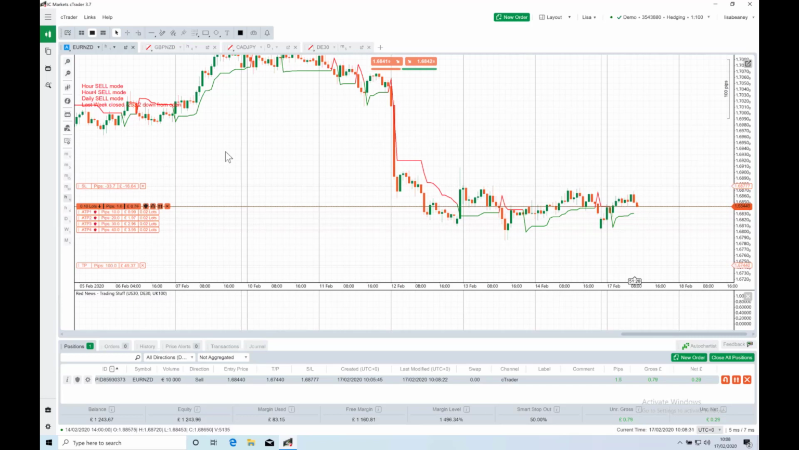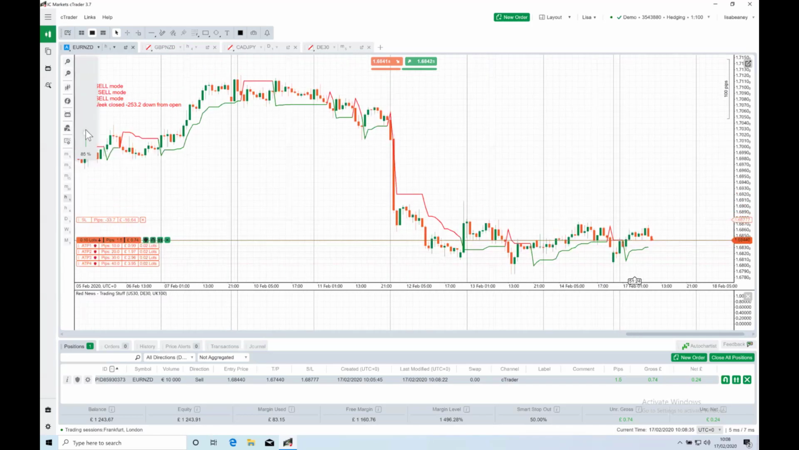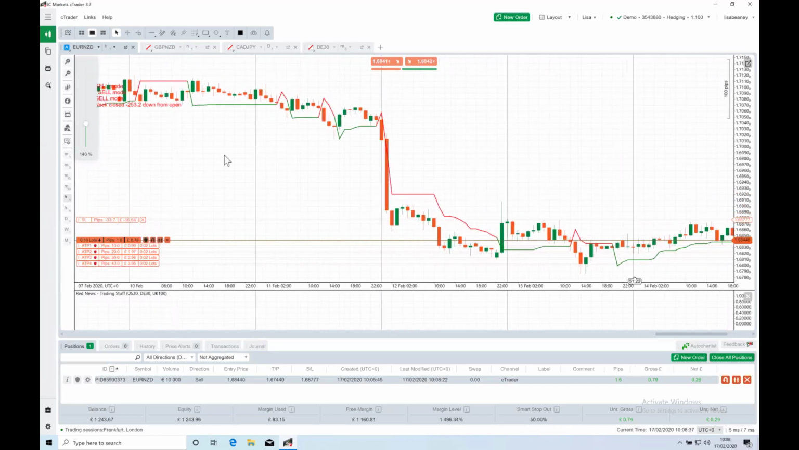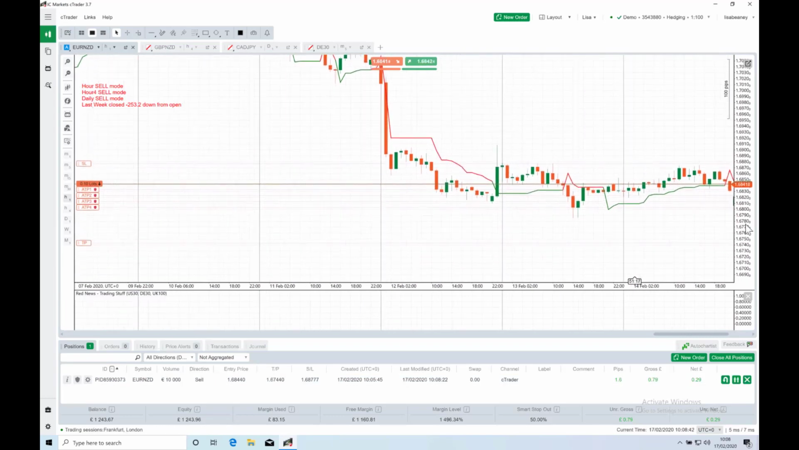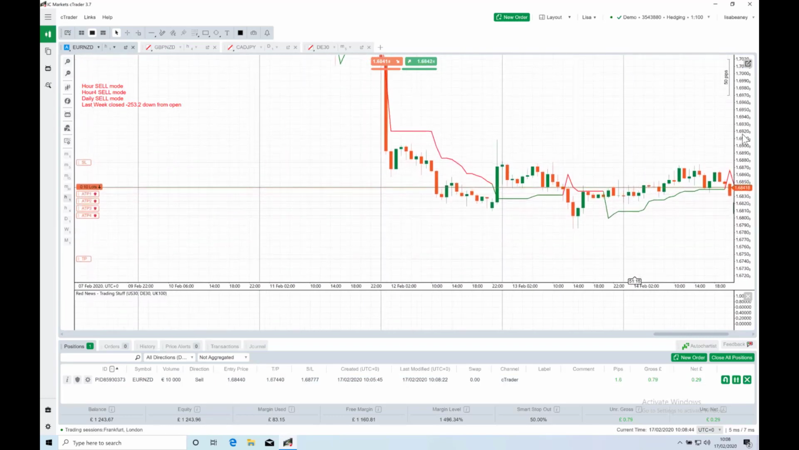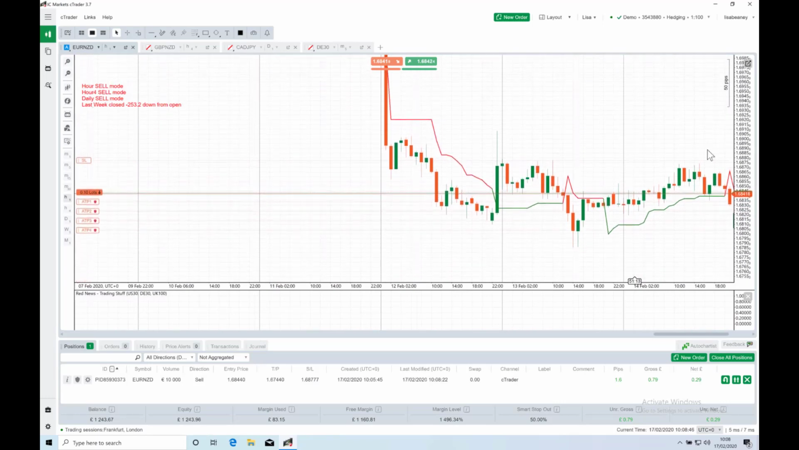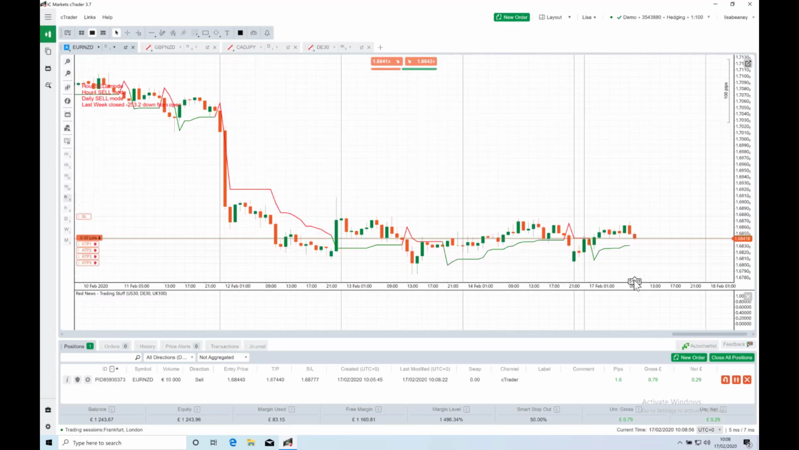So I'm just going to zoom in my chart a little bit more so you can see a bit more in detail. And if you want to get back to the right hand side of your chart and the current bar very quickly, you can click on your little timer here and it moves it right back there for you.